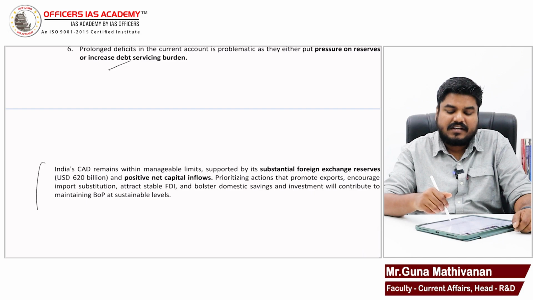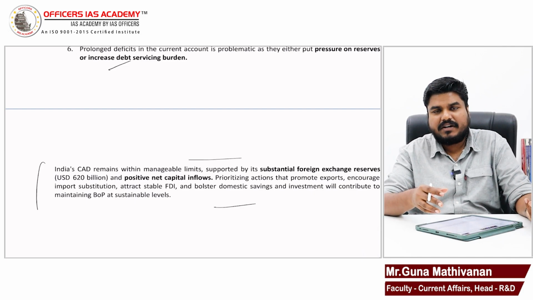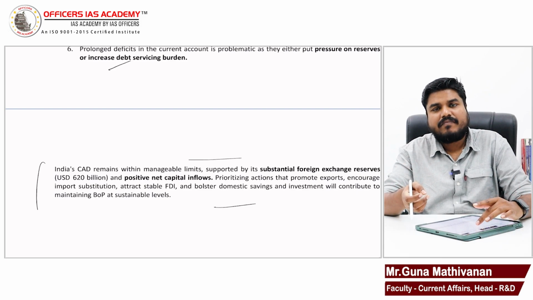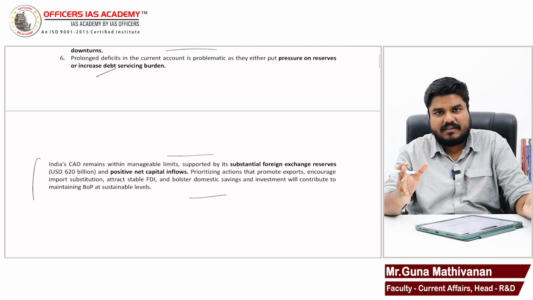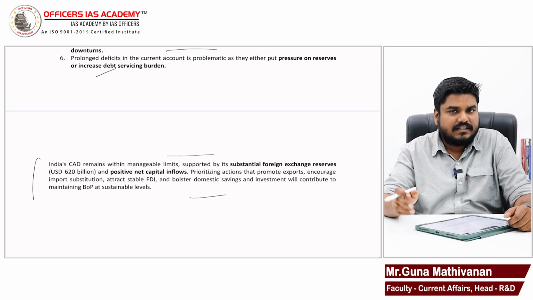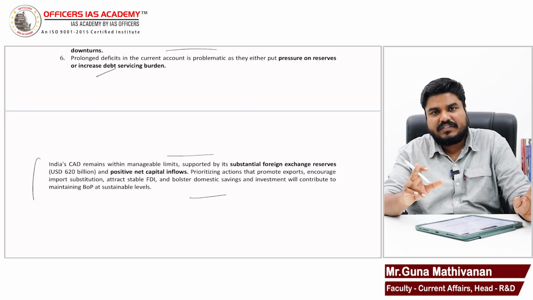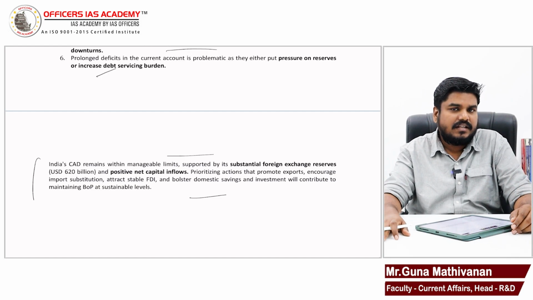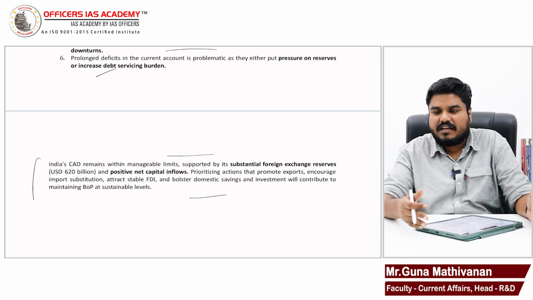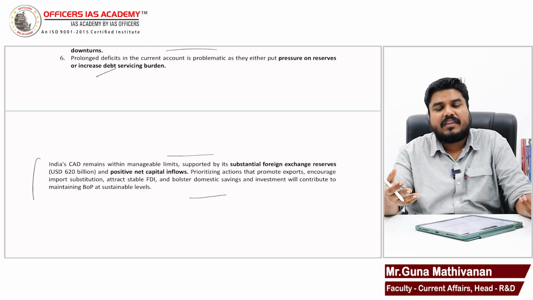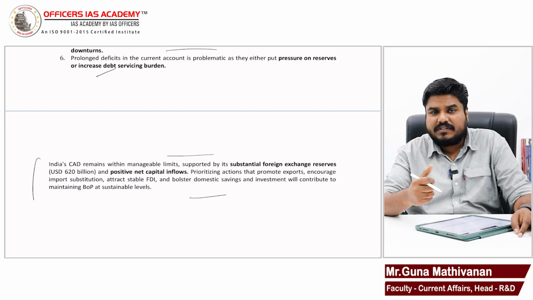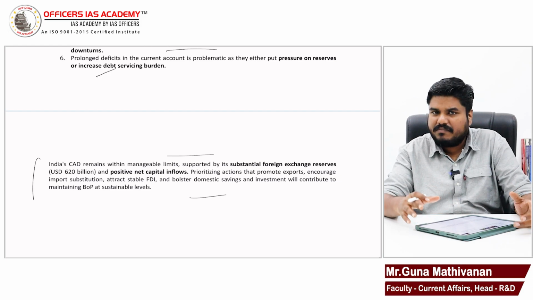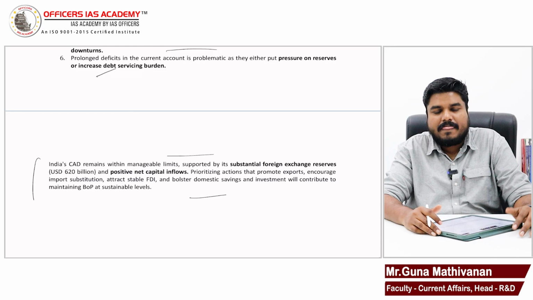Then you finish with the conclusion on a positive note. Despite the situation, if you look at our forex position, we have around $620 billion. That shows the surplus nature of our external transactions. Yes, in the current account we are having a deficit, but that is being offset to some extent with net invisibles and also with the capital account surplus. With proactive government policies in this Amrit Kaal, with one of the fastest growing economies, India can comfortably sail through this current account deficit situation, and a balance of payment crisis can definitely be averted. This can be your conclusion.